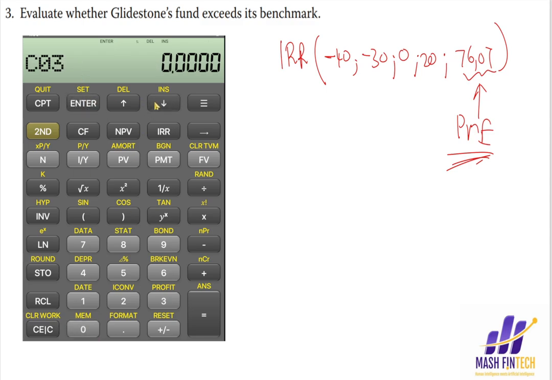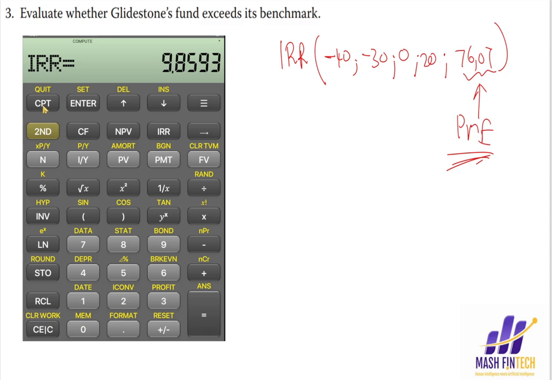And 20, you enter. The frequencies are 1, 1. And then the last one is 76.07. This is a positive value, you enter. Then you go to the internal rate of return, IRR. Then you click on compute, and then you get a 9.86.